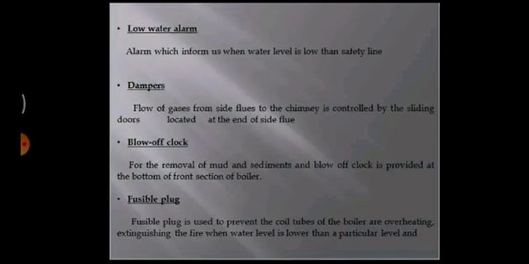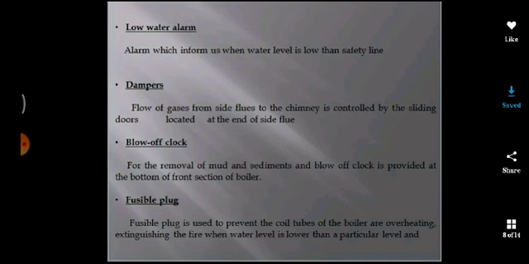Fusible plug. Fusible plug is used to prevent the coil tubes of the boiler from overheating. It saves the boiler tubes from overheating. It extinguishes the fire when the water level is lower than a particular level, and it destroys the fire automatically.